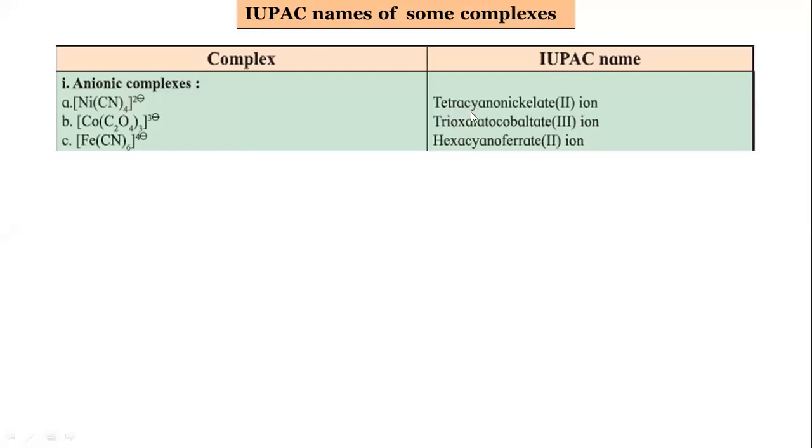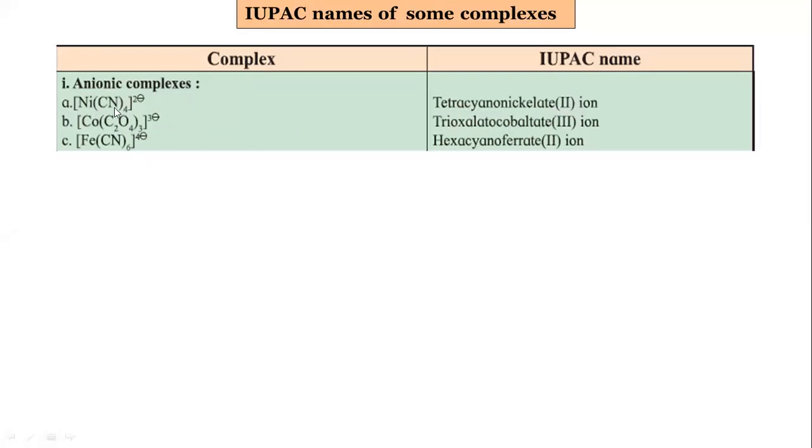Tetra, then cyano. Why cyano? Because this is an anionic ligand. See, cyanide ends with cyano. And the name of the metal is also changed. Instead of nickel, we have to write nickelate. Why nickelate? Because the complex is an anionic complex. And in the bracket, after the name of the metal, we have to write the oxidation state of the metal.